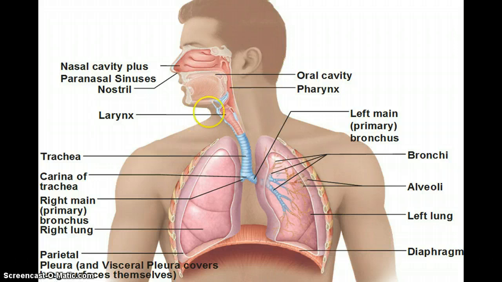E-P-I-G-L-O-T-T-I-S. Again, my other webcasts are on there. I'm just making sure you get the sheet. So 7 is esophagus, 8 is epiglottis. Number 2 should be pharynx. That's spelled right here for you.